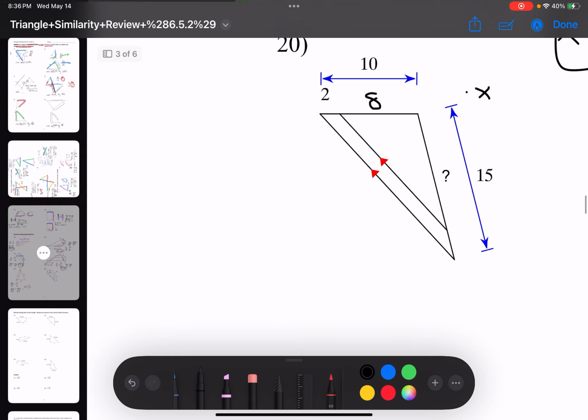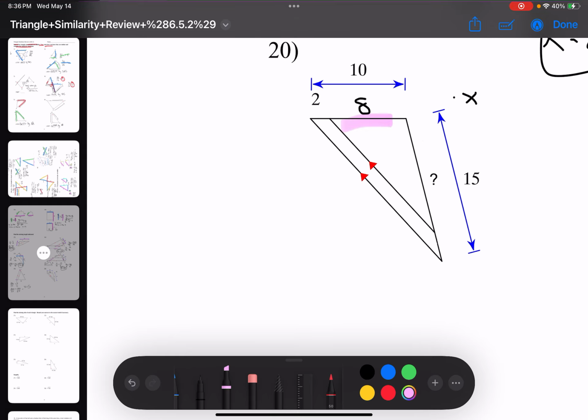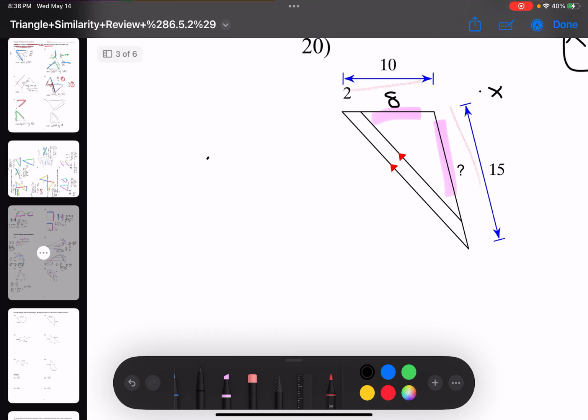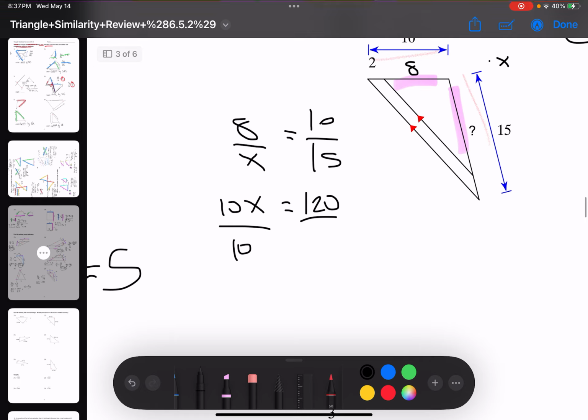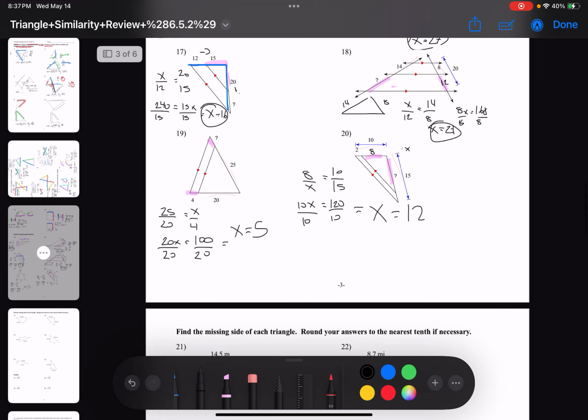Boom. So then this one's the same, this one's the same, this one's the same. Put into your little equation would be x over 8 or 8 over x is equal to 10 over 15. Do your little equation, 10x is equal to 120, divided by 10, so x is equal to 12. Boom, guys. Oh my god.